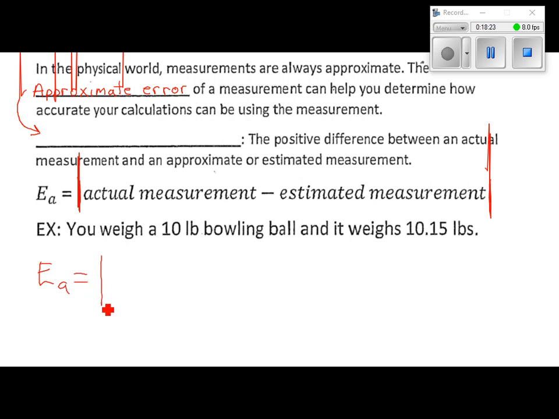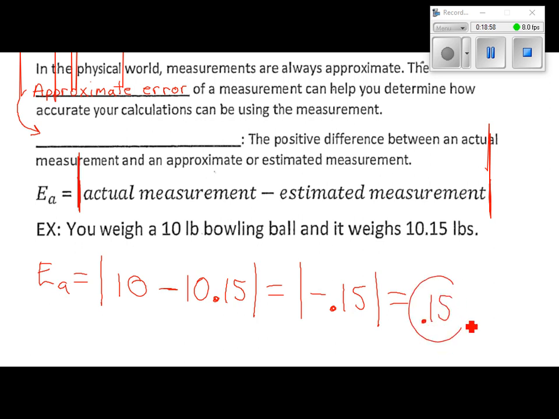So when we do this, E sub A equals the absolute value of, what was the actual measurement? 10 minus, what's the estimated measurement? 10.15. What is 10 minus 10.15? Close. Negative 0.15, good. What's the absolute value of negative 0.15? Now, Kyle, it's just 0.15. That's our approximate error. That's how much error we have in that measure.